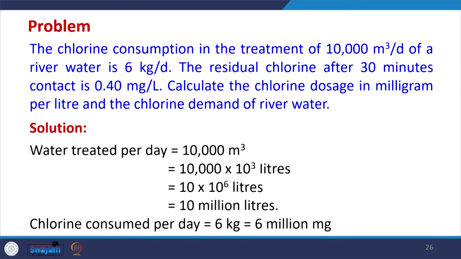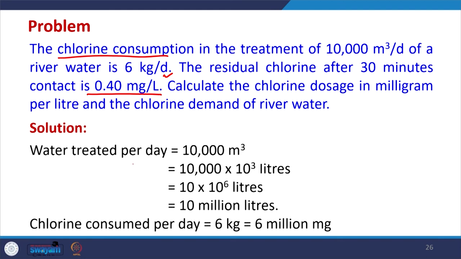Then this is the second question given here. The chlorine consumption in the treatment of 10,000 meter cube per day of river water is 6 kg per day. So this is the chlorine consumption for treating 10,000 meter cube of water per day. Now the residual chlorine after 30 minute contact is 0.4 milligram per liter. This is given and available. So calculate the chlorine dose in milligram per liter and the chlorine demand of the river water.